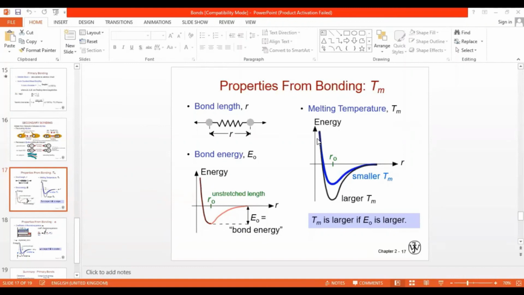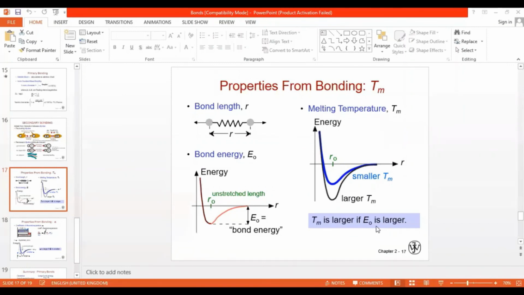In melting, you need to provide some energy, and that energy depends on the bond energy. If the bond energy is high, then the melting energy needs to be high. So larger Tm and smaller Tm: if the bond energy is low, a lower melting energy is enough to melt it. If the bond energy is high, you need to provide high energy to break the bond.